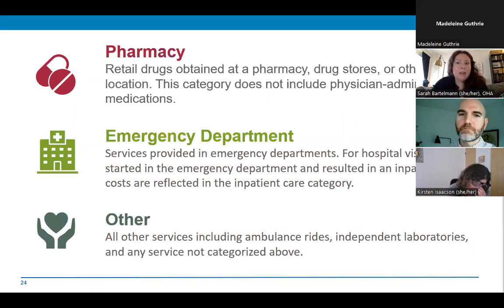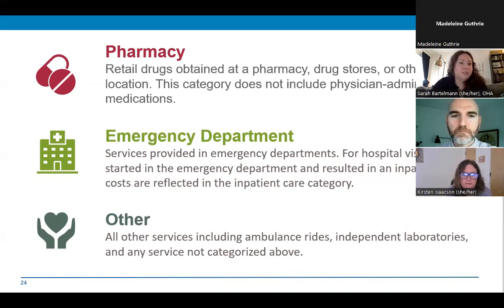Next slide. And then 3 more service categories. So pharmacy. When we're talking about pharmacy here, we are talking about retail pharmacy. So these are drugs that are obtained at the pharmacy, drugstores, or other locations. If the drug was administered by a physician, so if you go to the doctor's office for an injectable drug, those costs are not included here. They would be included in one of the other categories. This is really only that retail pharmacy.